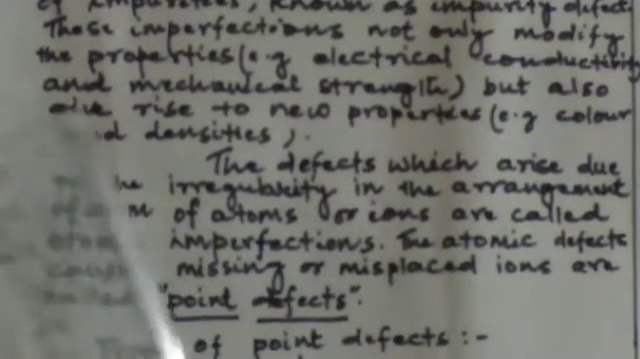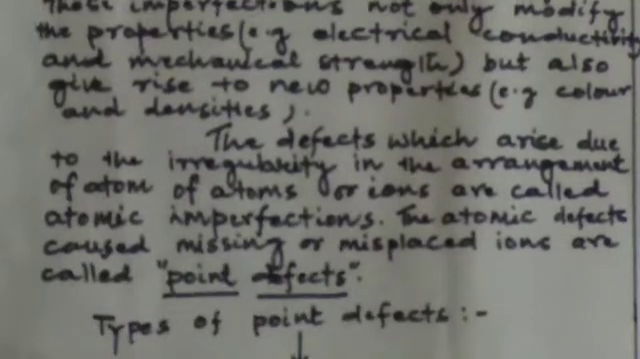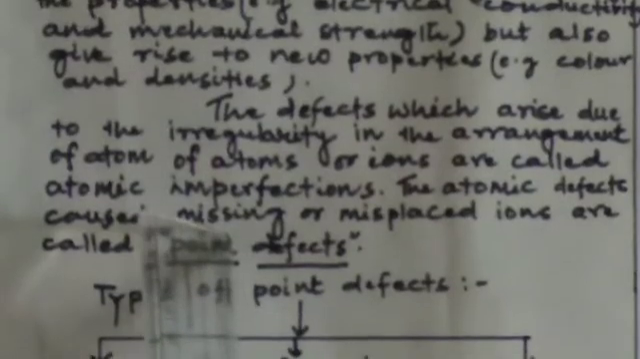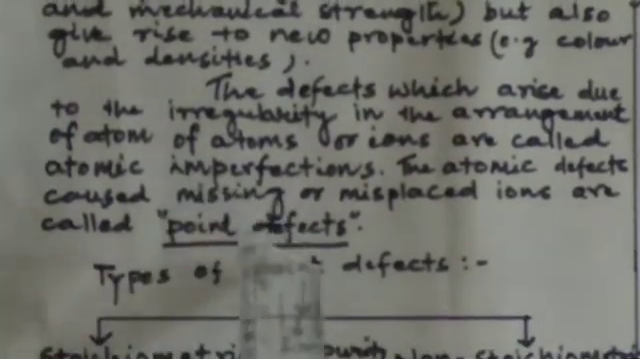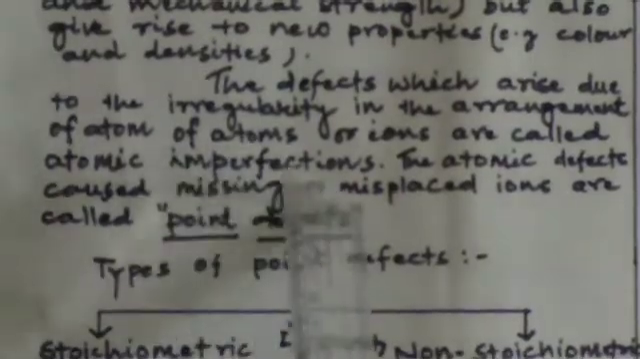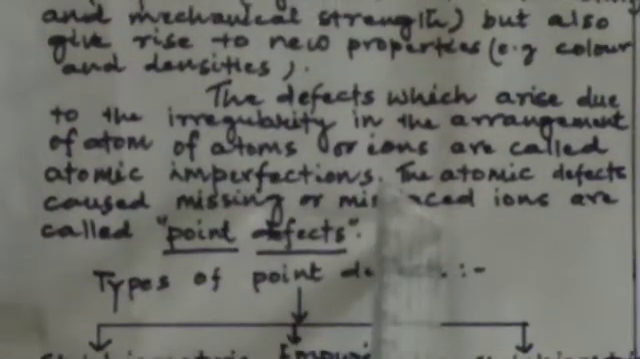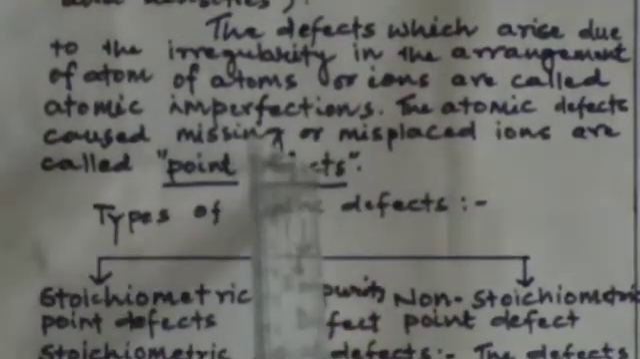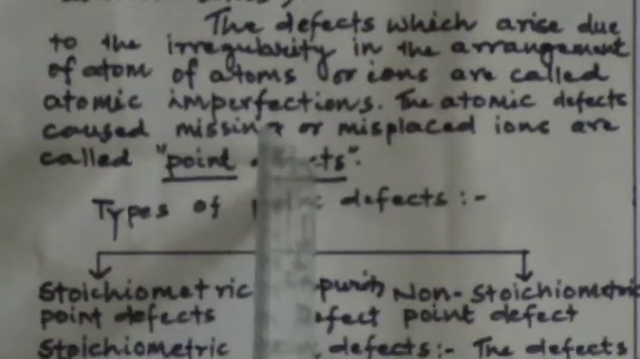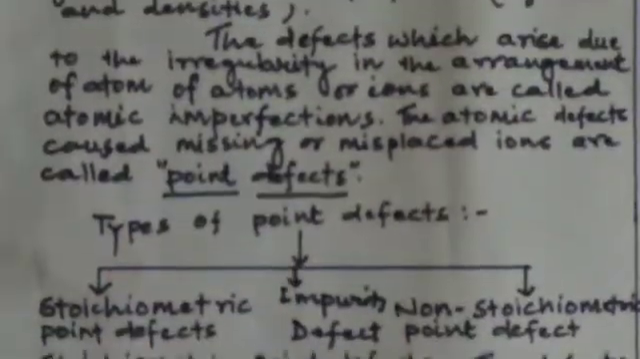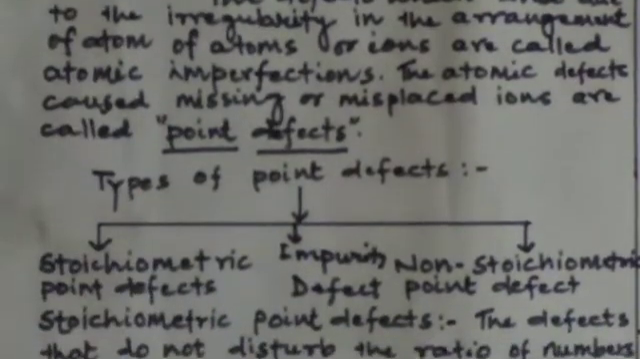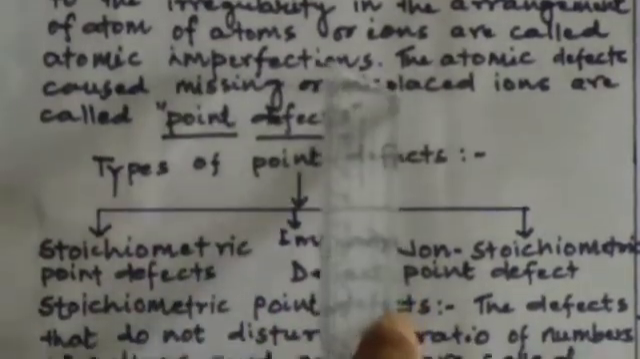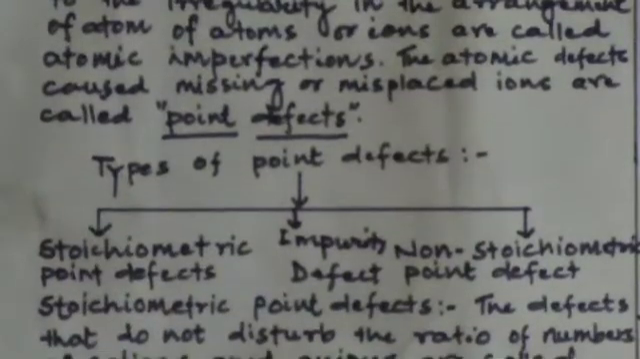Point defects basically arise because of two reasons. One, due to the missing of constituent particles from their normal lattice sites, or due to the dislocation of constituent particles from their normal lattice sites into the interstitial sites known as voids. It may also be caused due to the presence of impurity in the ionic crystals. So the point defects are caused due to the missing of particles, or due to the displacement of particles, or due to the presence of impurities.